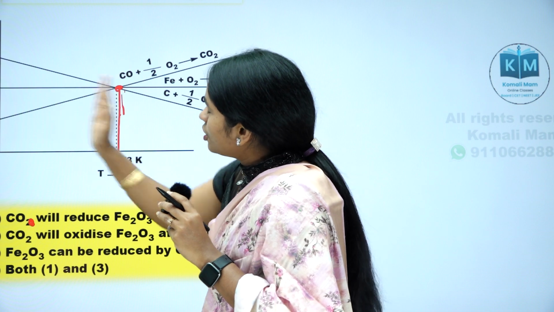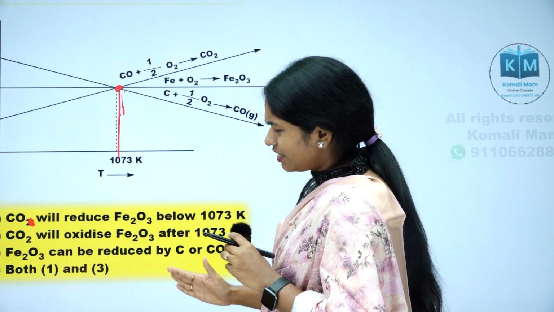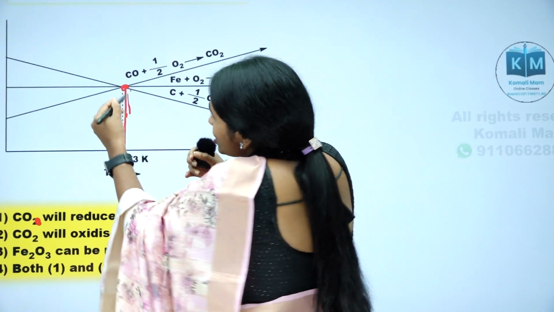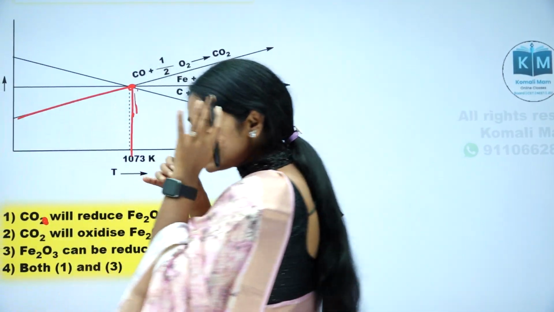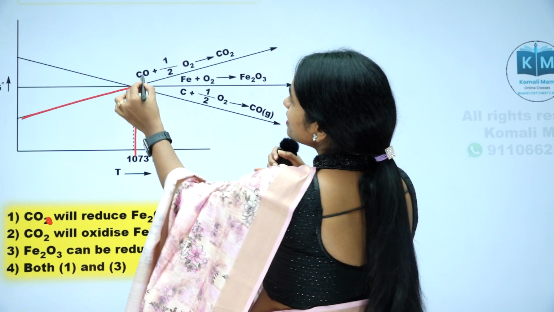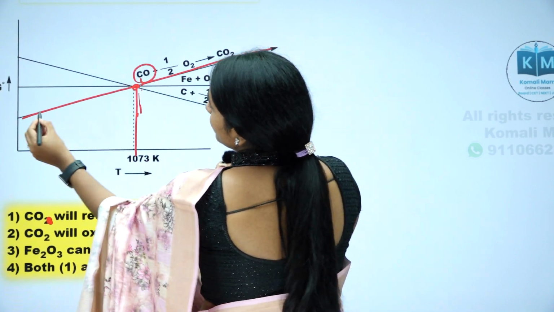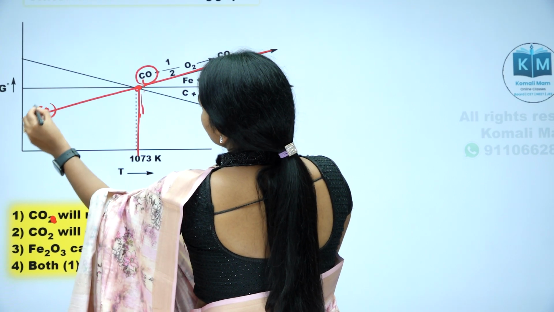Now below temperature you see, because they have given options like below and after. So below the temperature, which line is down? That's it. You observe that. Which line is down? This line is for carbon monoxide, right? So take that. This is the carbon monoxide line.